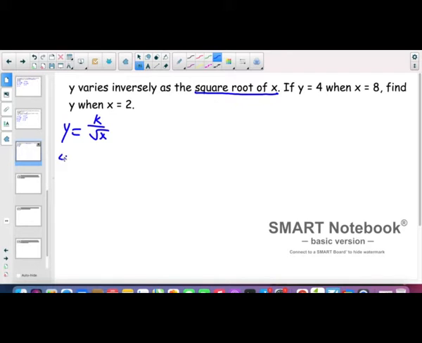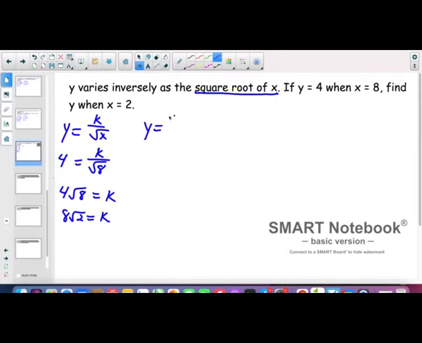If y equals 4 when x equals 8, that will enable us to figure out our k value. I'm going to multiply by square root of 8. So we've got 4 square root of 8 equals k. Now remember, the square root of 8 can be simplified to 2 square root of 2. So we would have 8 square root of 2 when that's simplified. So k is 8 square root of 2.